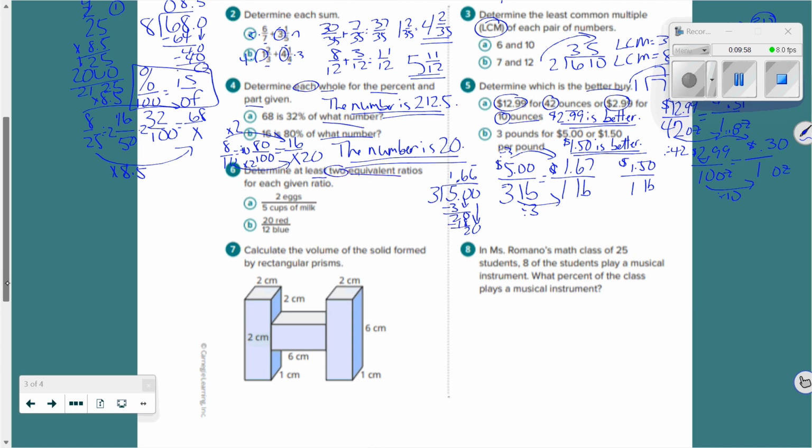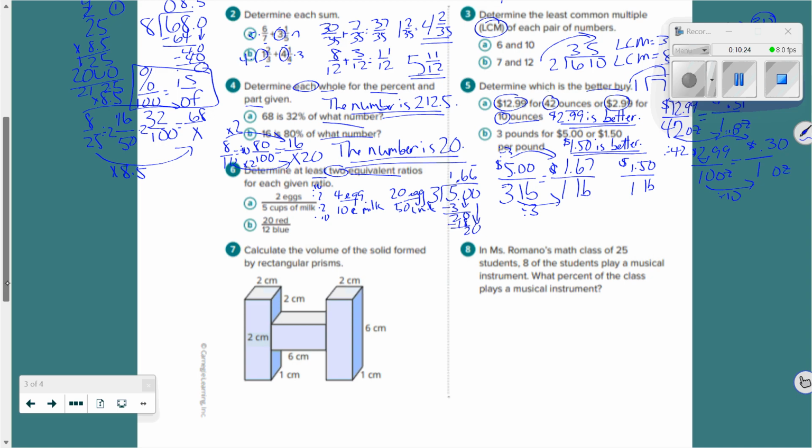Determine at least two equivalent ratios. They didn't give me anything else. That means I get to pick whatever I want. So I'm going to make it easy. I'm going to multiply them both by 2. That gives me 4 eggs and 10 cups of milk. And then I'm going to multiply them both times 10. That's going to give me 20 eggs and 50 cups of milk.